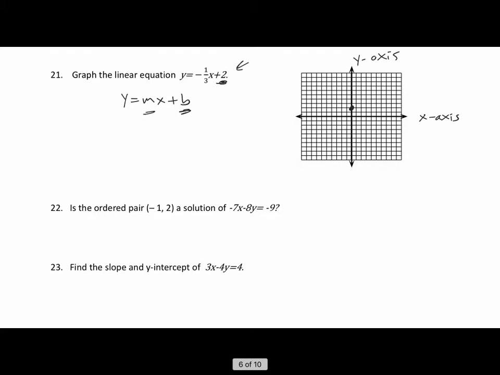And then the slope tells us where to go from there. So a slope of -1/3 means we need to go down 1 unit for every 3 units to the right. So down 1, right 3. We can do that forever. We can also go the other way. If we want to move that negative to the denominator, then we're going to go opposite, so left as we go up.